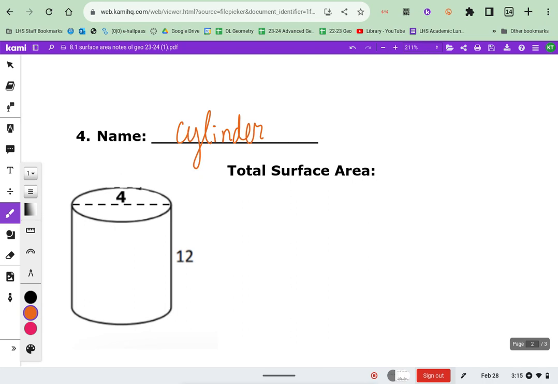So 4 is the diameter. Radius is half of the diameter, so then the radius is gotta be 2.